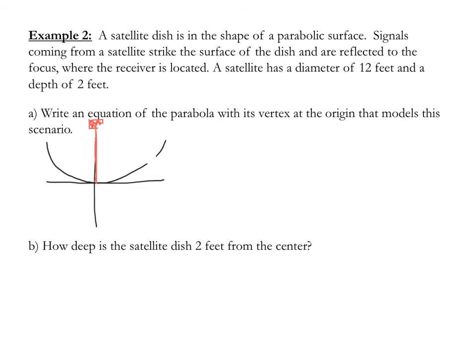So, let's fill in what we do know. They told me that the diameter is 12 feet, and the depth is 2 feet. We want to write an equation to model this. So this is the same kind of thing as the last one: we want this point. That's what we can figure out. That's over 6, up 2.